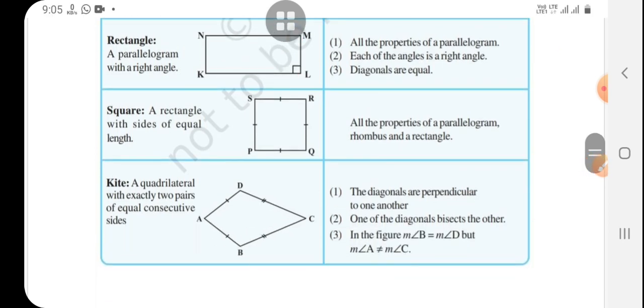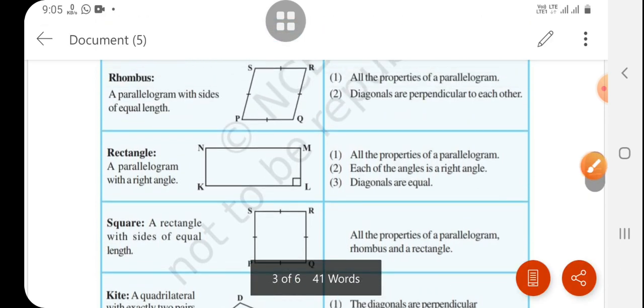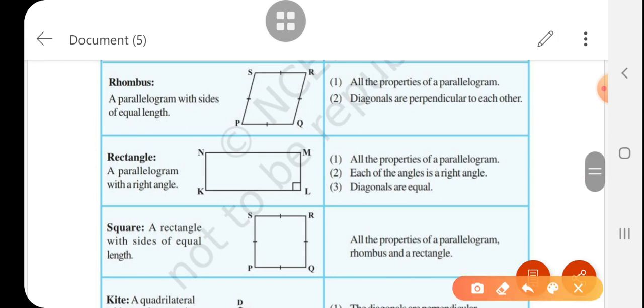Now in the case of a square, look here. A rectangle with sides of equal length. Just look at the rhombus and the square, two pictures. This is the rhombus, this is the square. All the sides are equal, but the difference is that in the case of a square it is a rectangle. It means all its angles should be 90 degrees. This must hold in the case of a square, but it is not necessary for a rhombus.